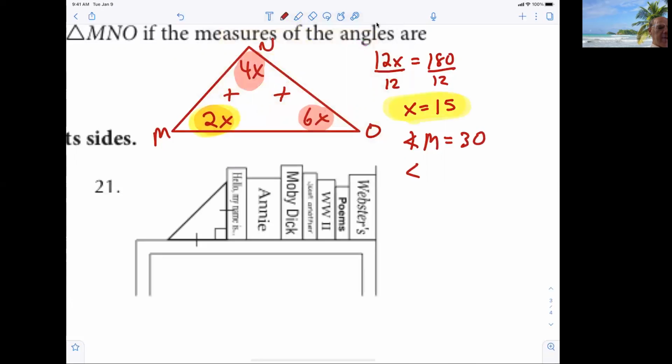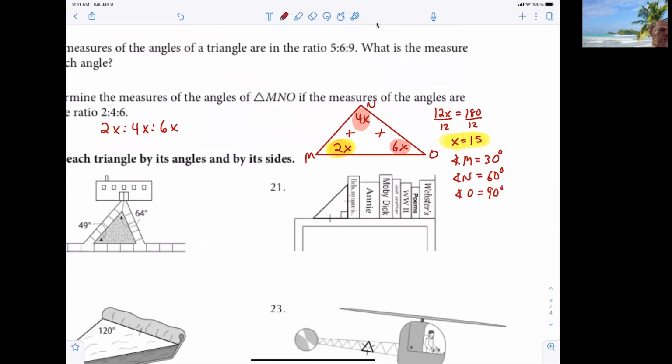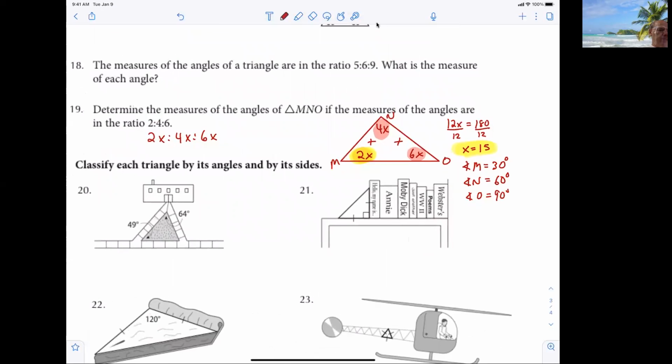Somebody tell me what angle N is. How did you get that? Multiply what? Yes, sir. 4 times 15, we'll call 60. We don't need a calculator for that. So 60 degrees. So then angle O would have to be how much? 90 degrees. All right, there you have it. Is everybody okay with that? All right, KK.